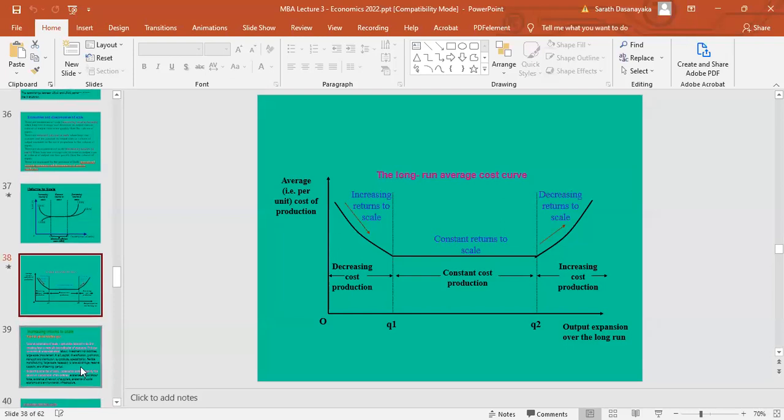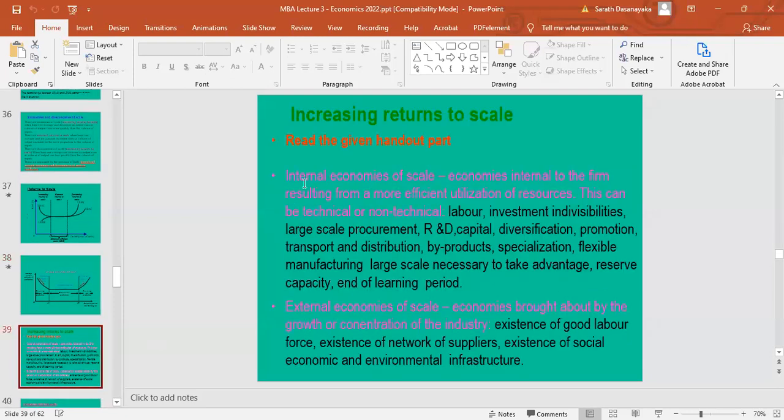And we can explain internal and external ones. Read the handouts given, that is very clearly explained. Internal economies of scale, due to that cost can go down: economies internal to the firms, resulting from a more efficient utilization of the resources.